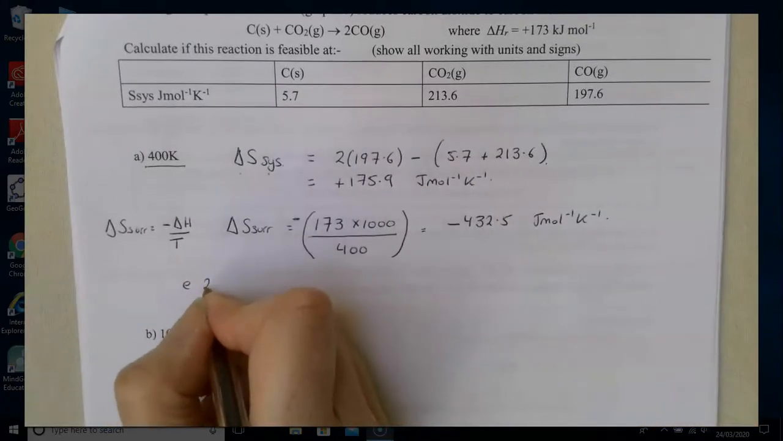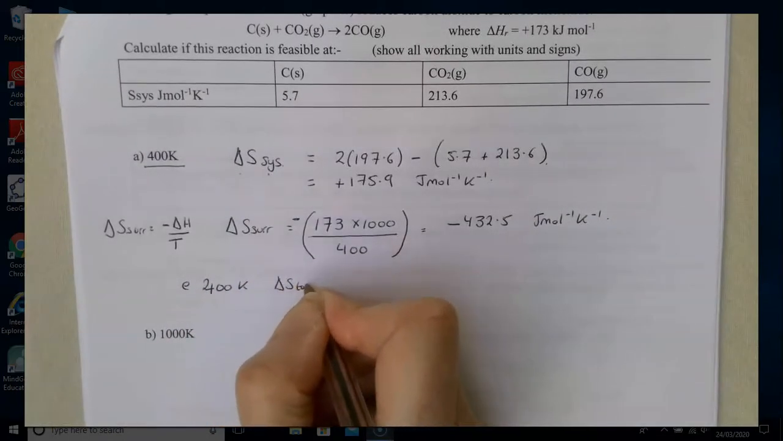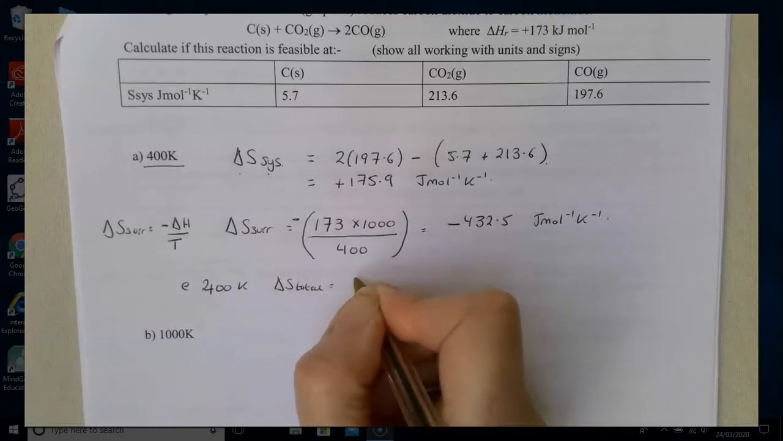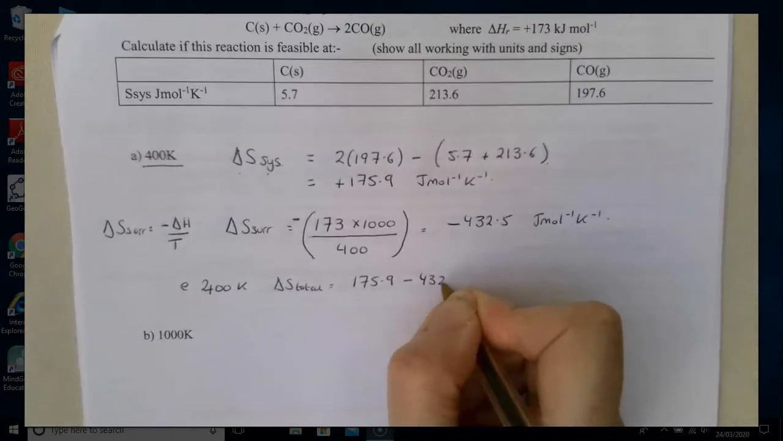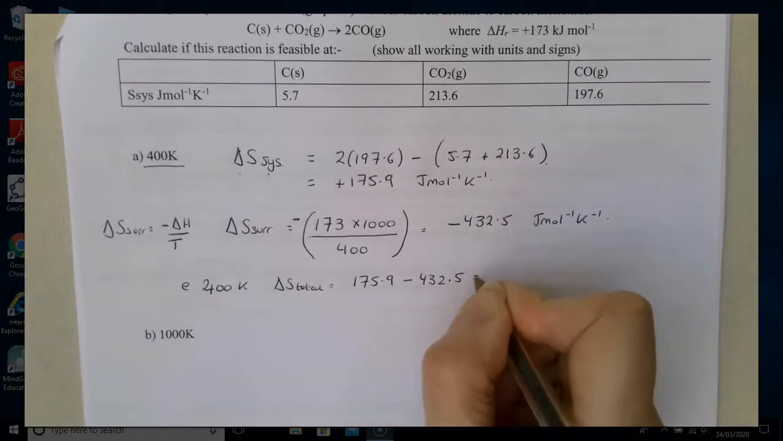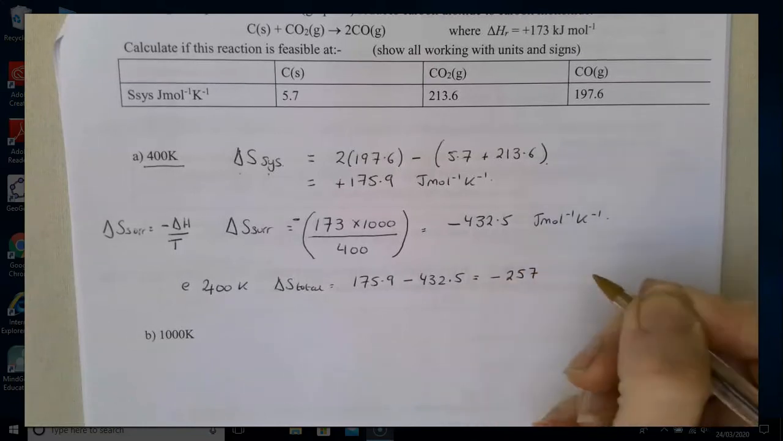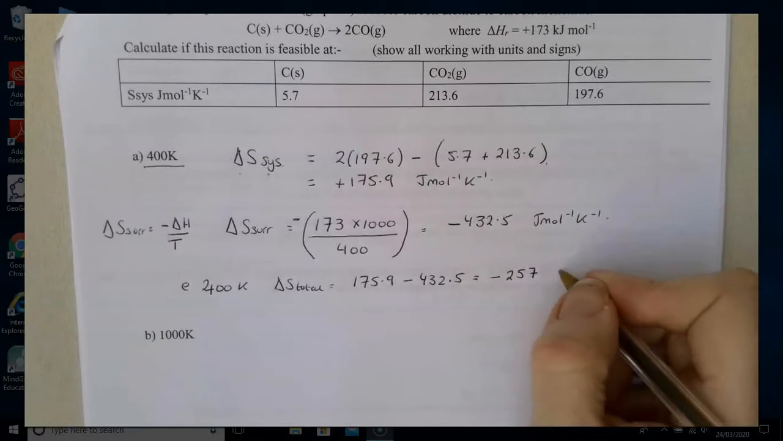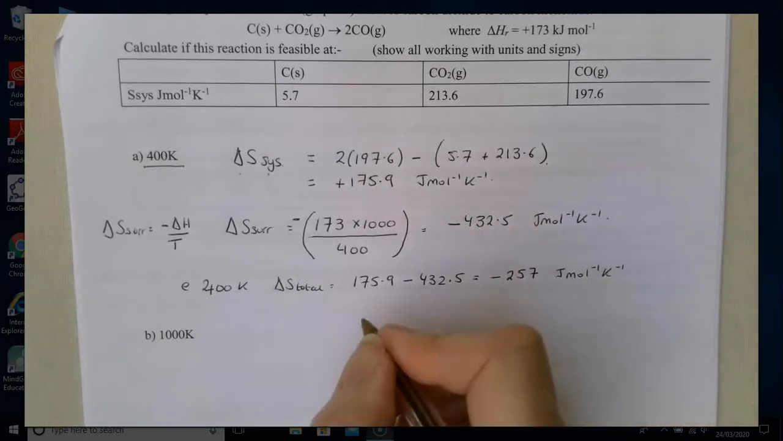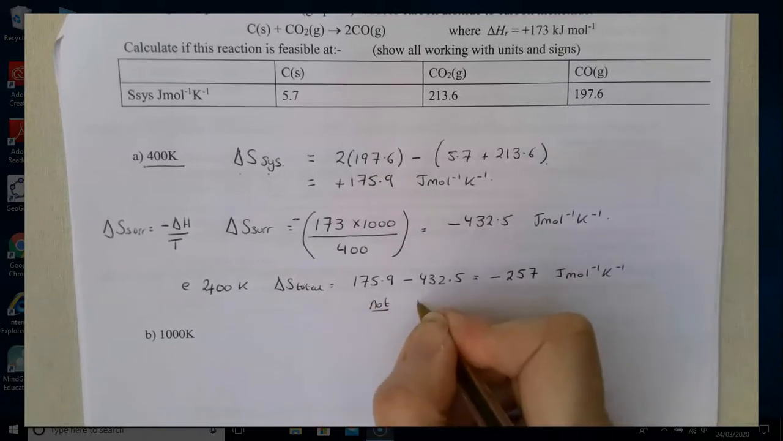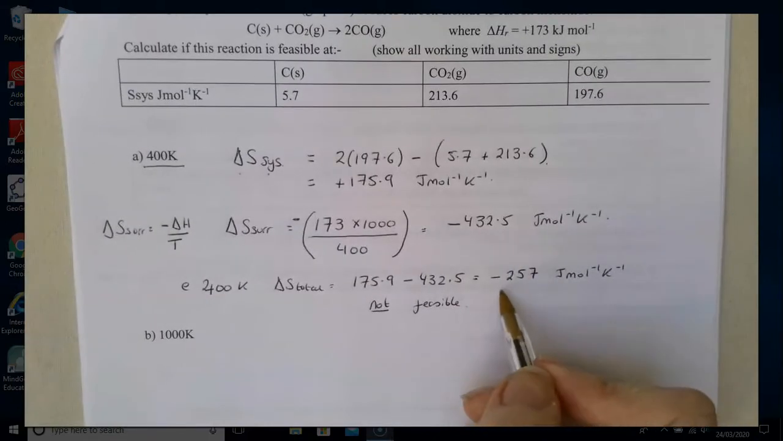So at 400K, delta S total equals 175.9 minus 432.5, and that comes out to minus 257 to 3 sig figs. I've just given my answer there, 3 sig figs, joules per mole per Kelvin. So this is not feasible. Why? Because this is a negative number.